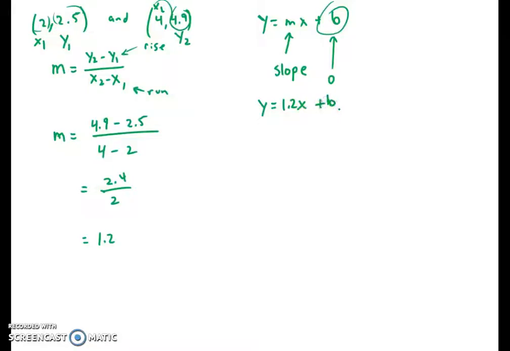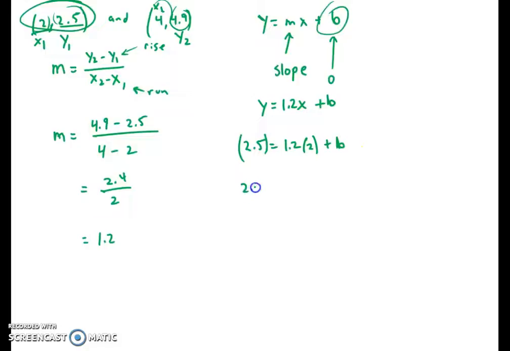If you weren't able to read it off the graph, you take one of your points that you started with. So for example, I could take that point and plug in my values for y and x. My value for y is 2.5, and my value for x is 2. And this should be able to tell you what your b value is.